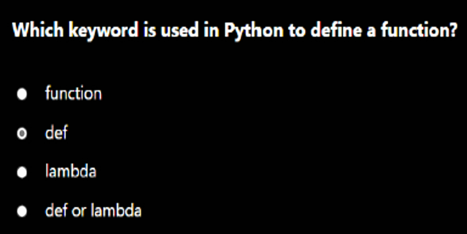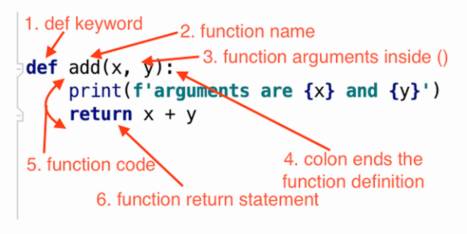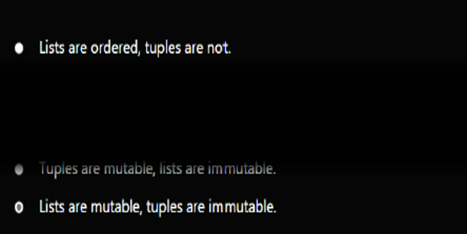Question number 1. Which keyword is used in Python to define a function? To answer this question, you need to understand what functions in Python are, how do we create a function, how do we call a function, how do we pass the inputs of a function into a function, and how do we return the output of a function? So to answer this question, you need to make sure that you know what functions are in Python and how they work.